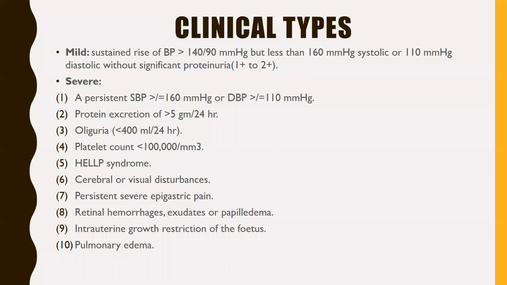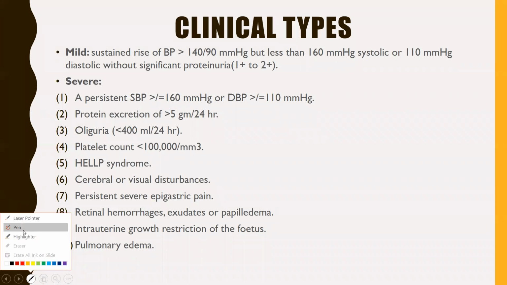So for severe preeclampsia, there are a number of things that you're going to look out for. Some of them are that there will be a persistent systolic blood pressure of greater than or equal to 160 millimeters of mercury, or a diastolic blood pressure of greater than or equal to 110 millimeters of mercury.